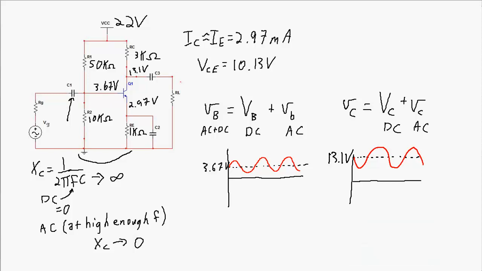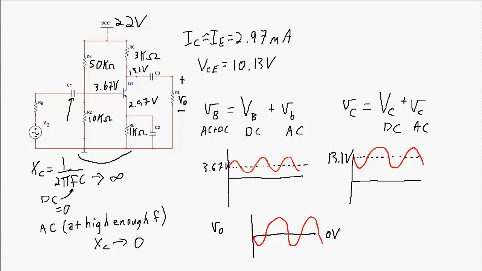But then, to get to the output, we have a capacitor here that's coupling only the AC part of the signal across the load. So to get our output, which is measured here across the load, our V out is going to be only the AC portion of the collector voltage. So we have the same signal at V out as we have at the collector voltage, except instead of being centered around 13.1 volts, it's centered around our zero volt reference.